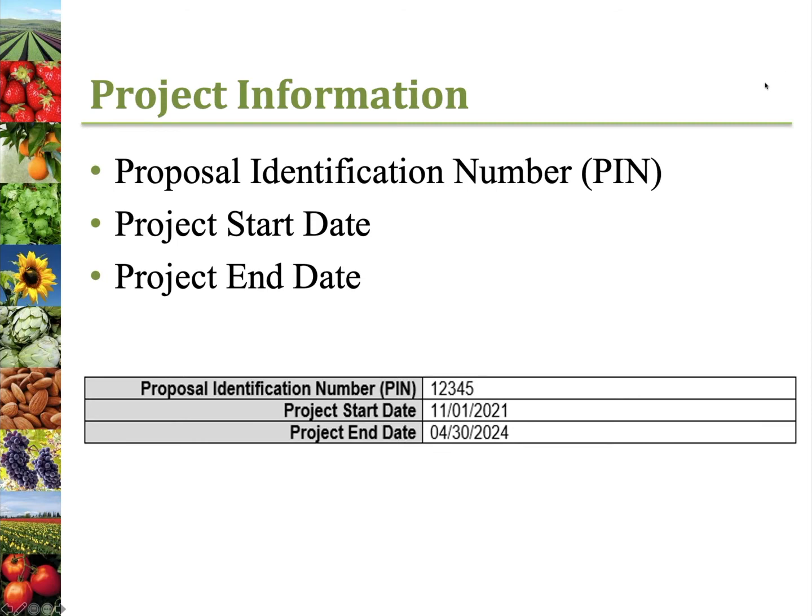At the top of the template, enter the proposal identification number, or PIN, assigned to your project in FAST. Estimate the date project activities will begin and the date project activities will end. Projects may not start before November 1st, 2021, or end after April 30th, 2024.